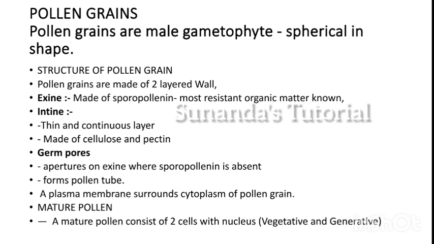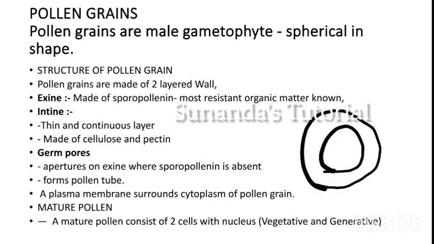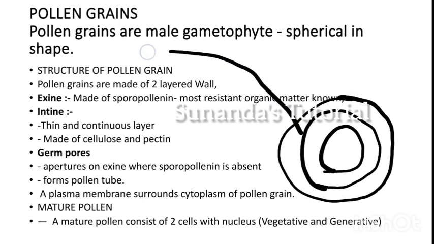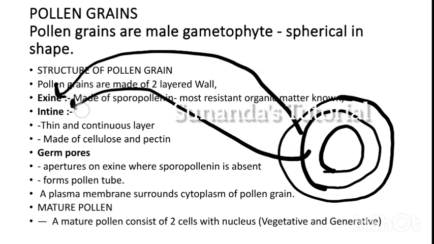Then the structure of pollen grain: it consists of a two-layered wall. The outer wall is called exine, the inner wall is called intine. Remember, exine is made up of sporopollenin, and intine is made up of pectocellulose, that means pectin and cellulose. On this exine, some pores appear called germ pores, where sporopollenin is absent. Then it forms the pollen tube.